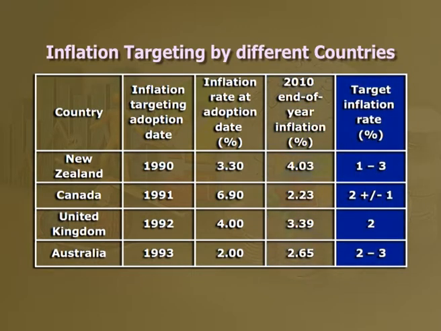The last column, as we can see here, is target inflation rate in percentages. For New Zealand in 1990, it is between 1 to 3. For Canada in 1991, it is 2 plus or minus 1. For United Kingdom in 1992, it is 2. For Australia in 1993, it is between 2 and 3.